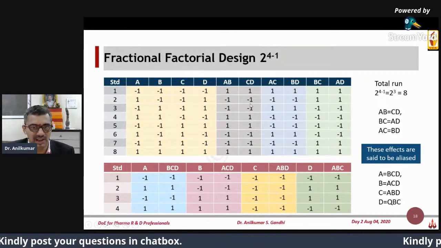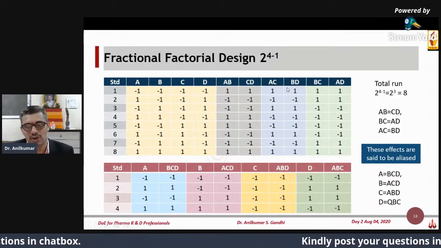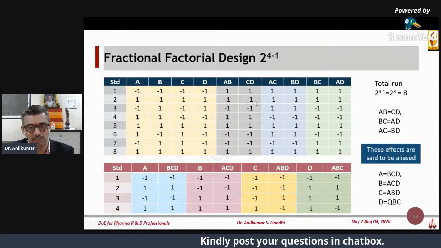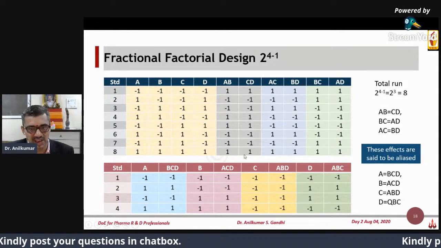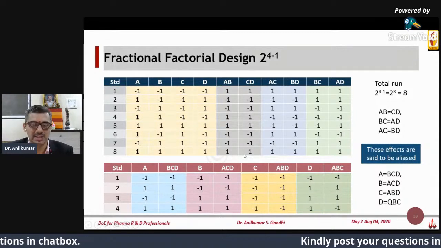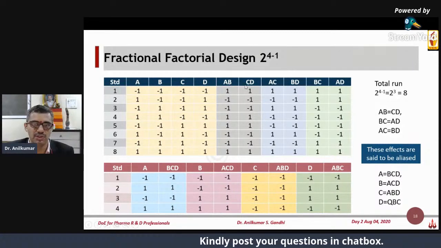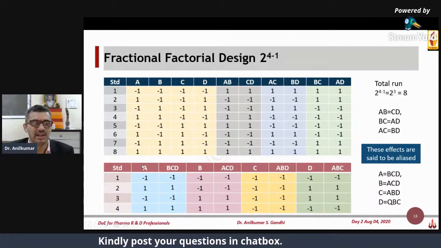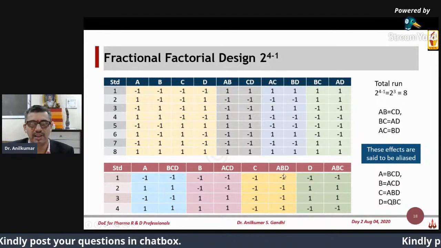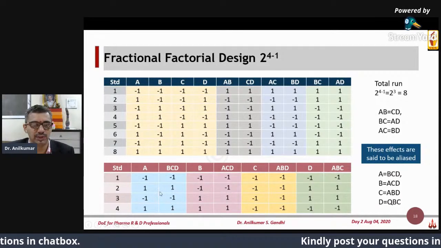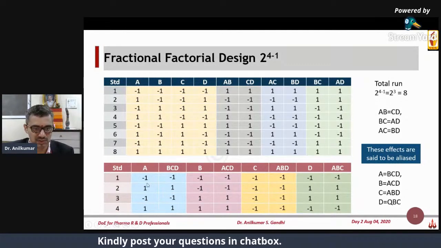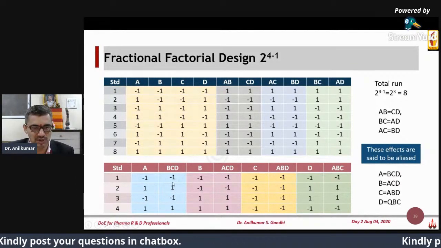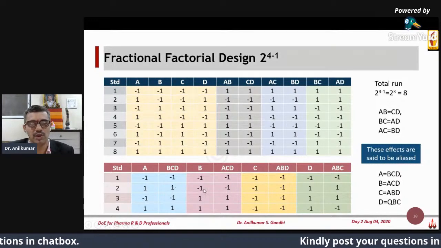Now, how does that happen? That is determined by the software, and therefore we may not get into that. But when you see these two the same, you will see the aliasing effect, or you cannot differentiate between the two, right? Now, a similar thing you will see here in a three-way interaction. A and BCD have the same runs, same structure. So this will also be aliased.